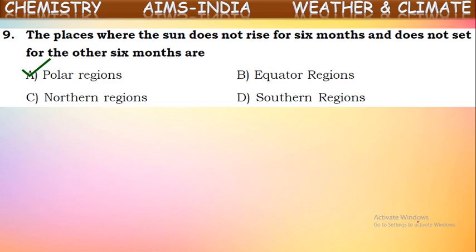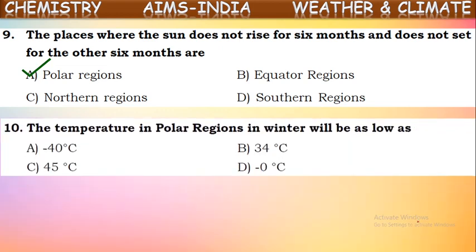That is why the sun does not rise for 6 months. Completely it will be nighttime, and the sun does not set for another 6 months. Completely, 6 months daytime will be there. So this happens in the polar regions. That is why there the temperature will be very cool. Very cool temperatures will be recorded in those areas, in the polar regions.